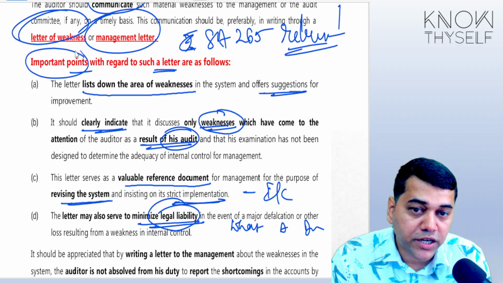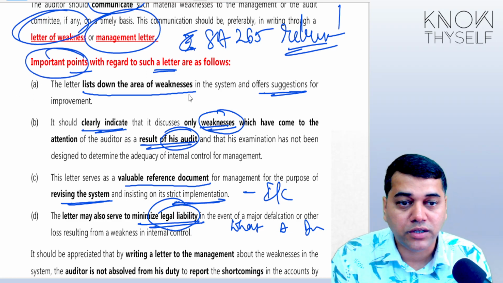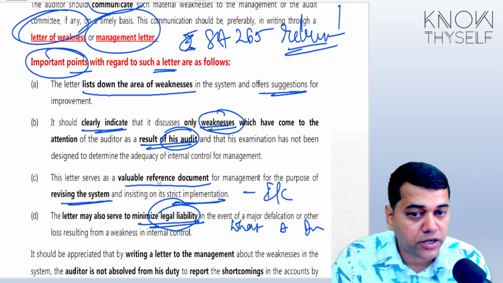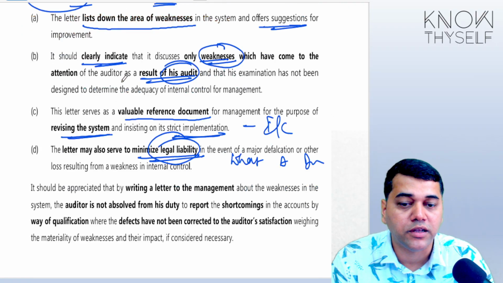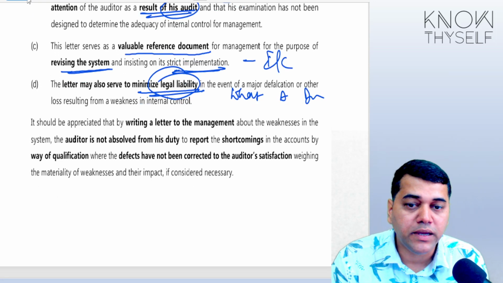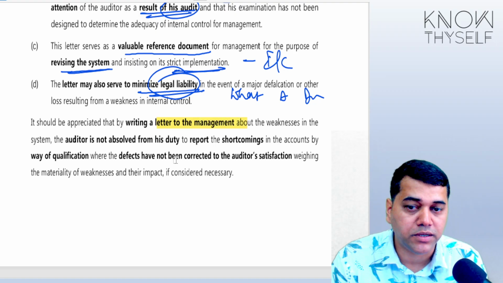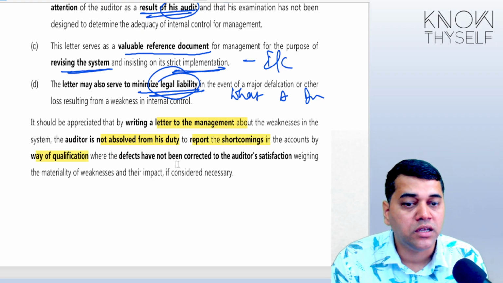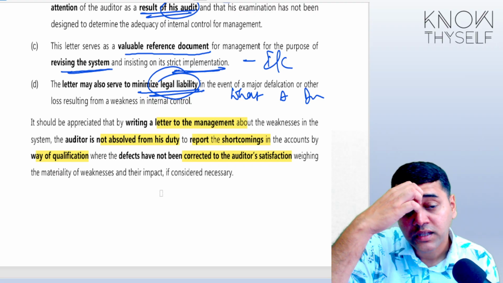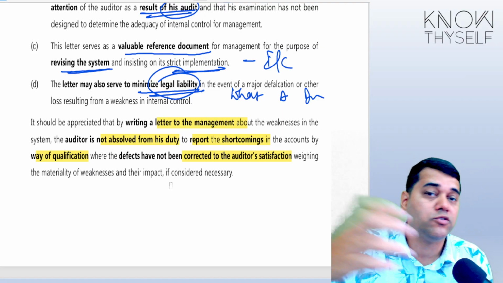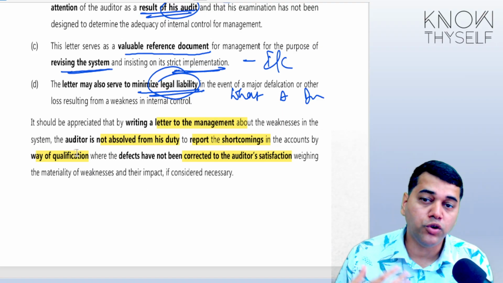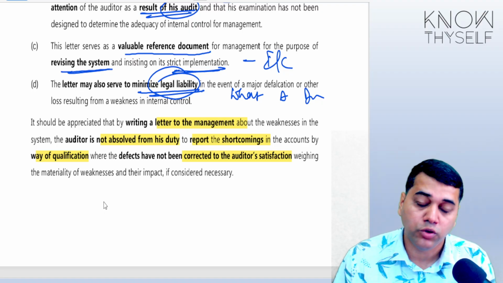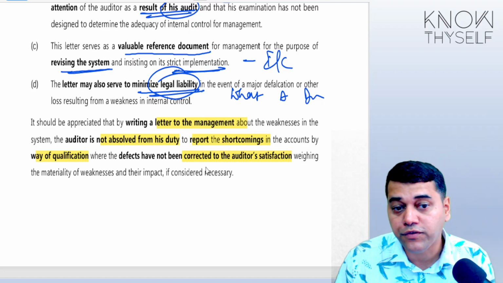So these are all the important points you should keep in mind. One, list down the weaknesses and offer suggestions. Indicate that I have come across them only during the audit, that it is a valuable reference document, and that it will help you to minimize legal liability. It should be appreciated that by writing a letter to the management, the auditor is not absolved from the duty to report the shortcoming by way of qualification, which is not corrected to the auditor's satisfaction. Communicating to someone is not going to discharge your responsibility. If you have a reporting responsibility, for example to bring it to the notice of the shareholders, you have to bring it to their notice if you feel management has not corrected it.